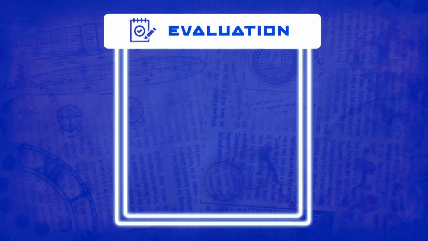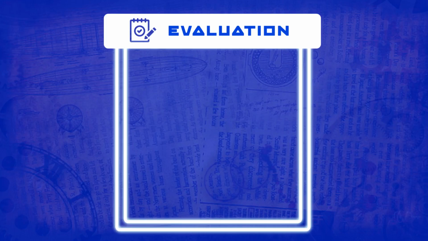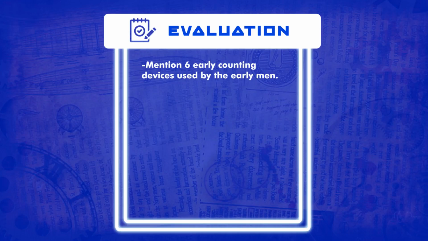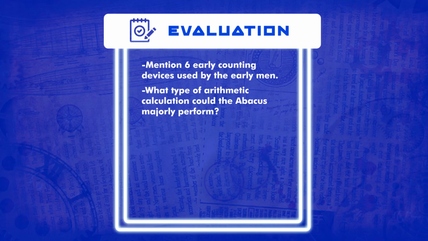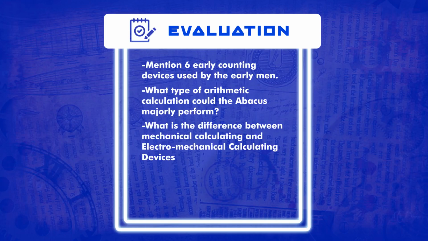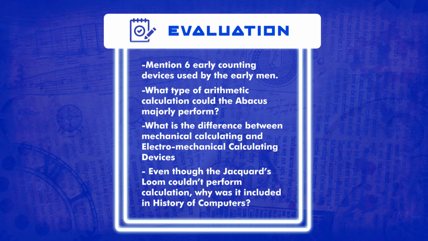Now, the evaluative questions go thus. Number 1. Mention 6 early counting devices used by early men. Number 2. What type of arithmetic calculation could the abacus majorly perform? Number 3. What is the difference between a mechanical calculating device and an electromechanical calculating device? Number 4. Even though the Jacquard's loom could not perform calculation, why was it included in the important electromechanical calculating devices in the history of computers?